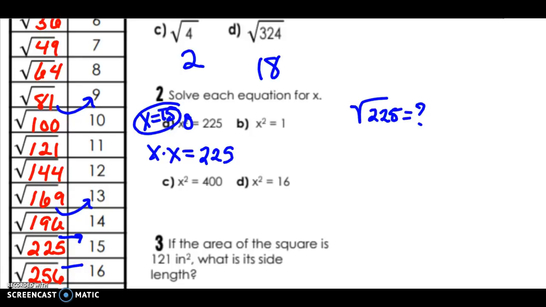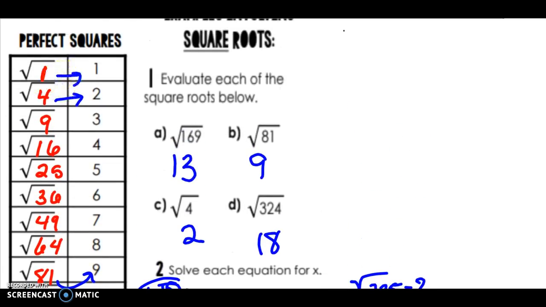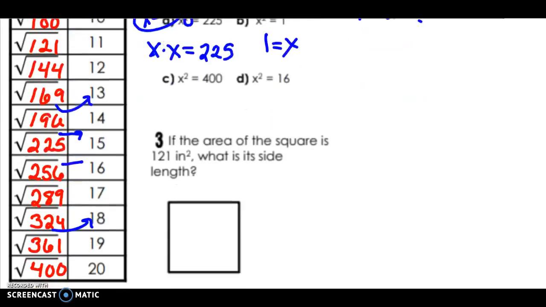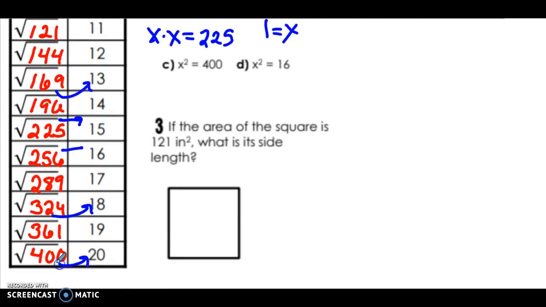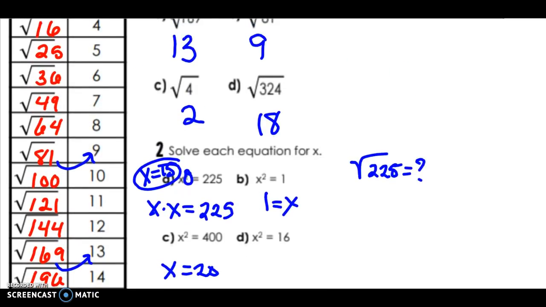And then what number times itself will give you 1? That's pretty easy. But we can look here and say, well, that would be 1 times 1. And then what number times itself will give you 400? We can go down here to 400, and we can see that x equals 20. And then what number times itself will give you 16? Be careful, it's not 8, you're not dividing. It's 4, so x equals 4.